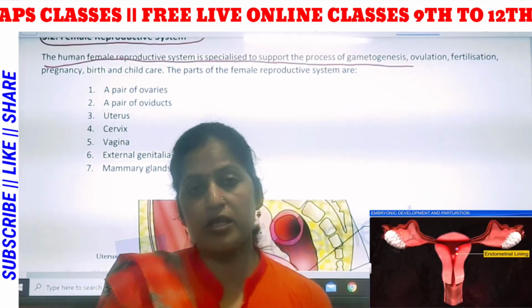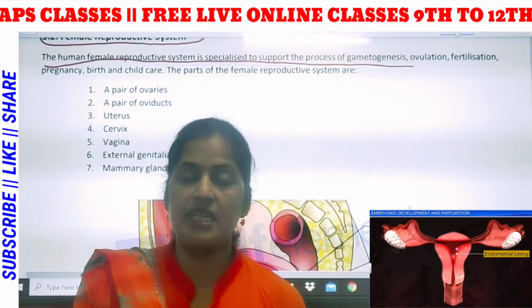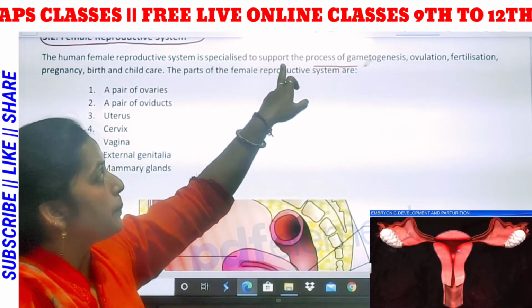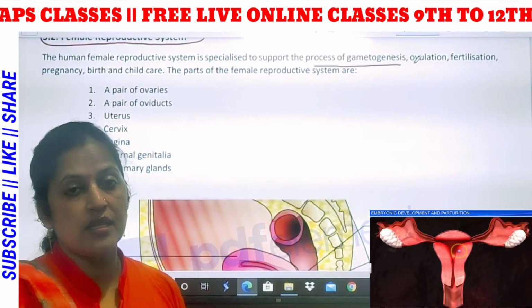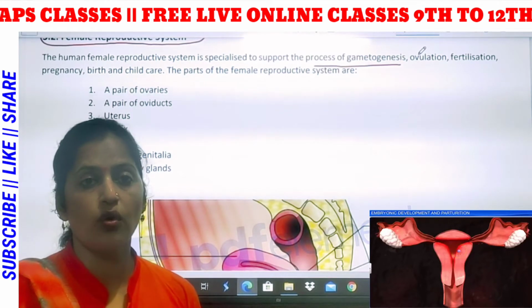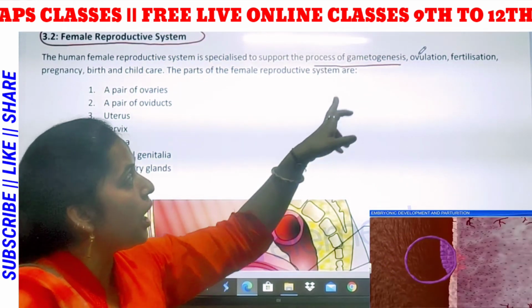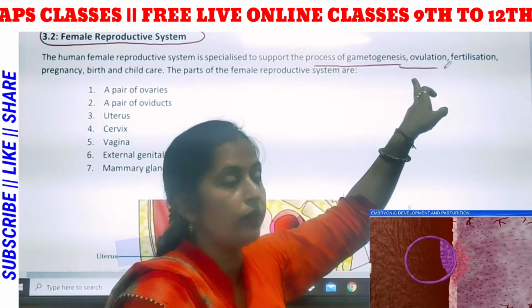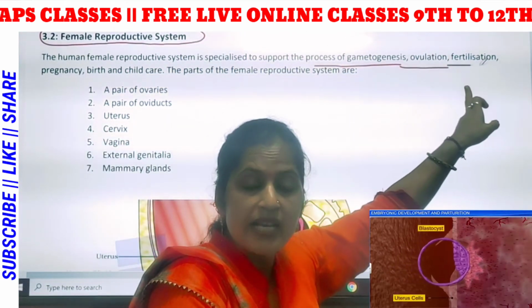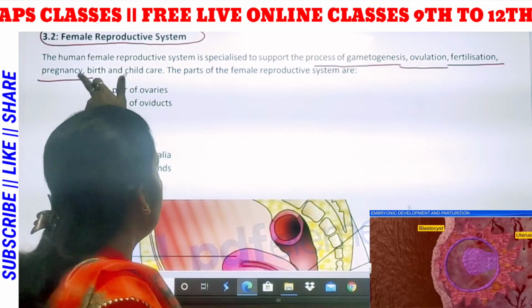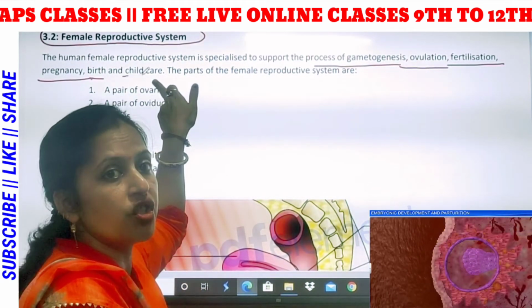अब जो main purpose है, the main important criteria of the female reproductive system is to support the process of gametogenesis. गैमेटोजेनेसिस का प्रोसेस बिना female reproductive system के नहीं होगा. ओवुलेशन नहीं होगी, फर्टिलाइजेशन नहीं होगी, प्रेगनेंसी नहीं होगी, बर्थ नहीं होगा, and after that child care.